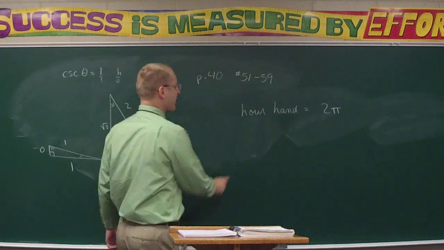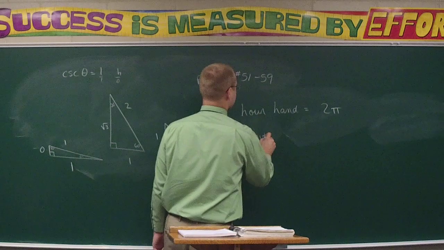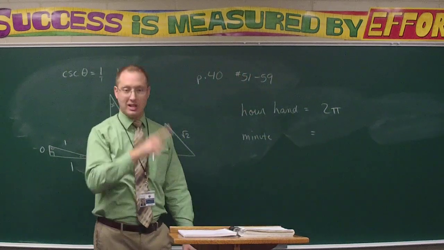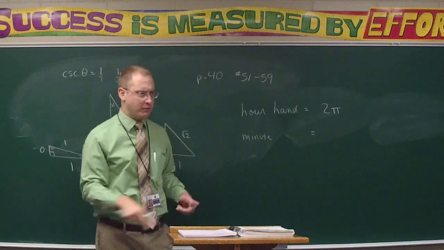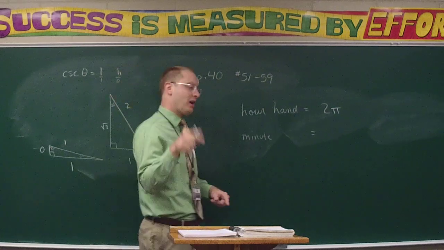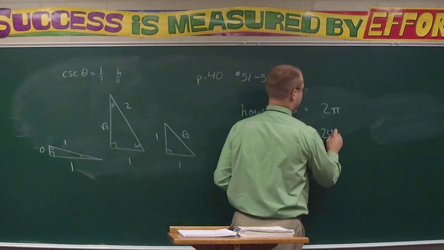Okay. What about the minute hand? How many times does the minute hand go around? 12. Right, it goes around 1 time every hour, so in 12 hours it goes around 12 times. Every time around is 2 pi, so if it goes around 12 times, 24 pi.